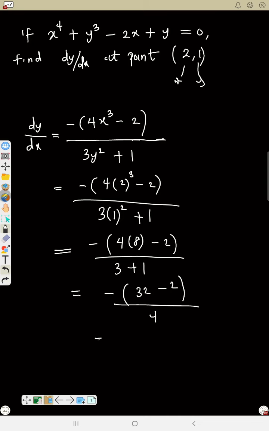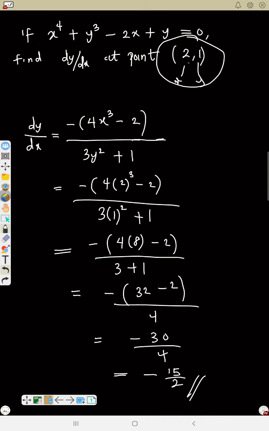So this will be minus 8 times 4 is 32, then minus 2, divided by 4. Now what is 32 minus 2? That will be minus 30 divided by 4. You are free to reduce, so this is minus 15 over 2. So that is the answer. So study it. The only difference is that if there are points, that means the first one is x, the second one is y. Just substitute in your final answer like this. So now let me set a question, a past question.